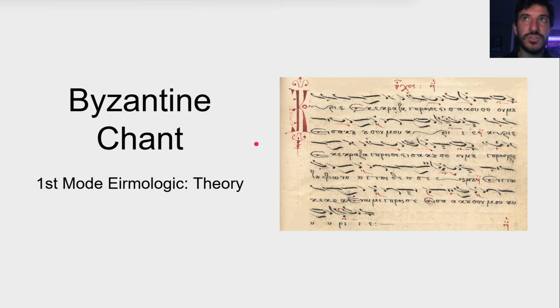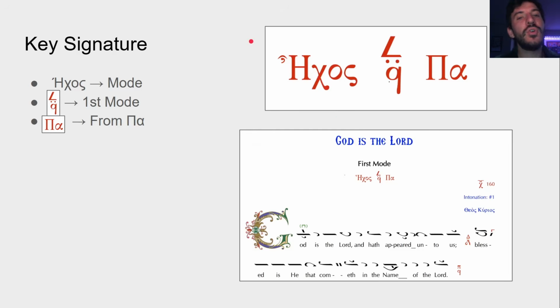So let's get started here. We're going to look at the key signature first. Just like in plagal fourth tone, where we had ichos, which means tone, here we have this symbol, which means first mode. Whenever we see this symbol, it means first mode.